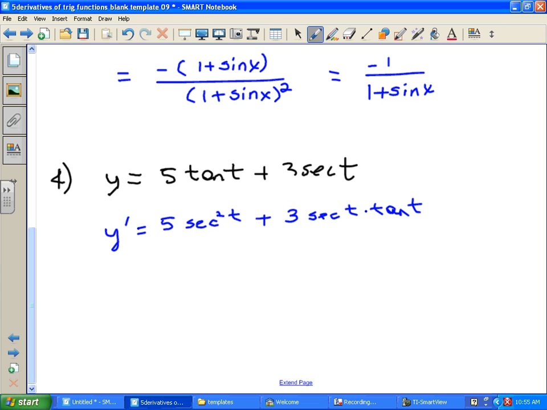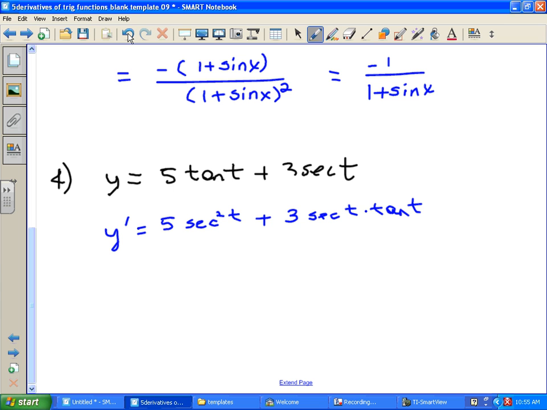Okay, did we all get this result? Derivative of tangent is secant squared, right? And derivative of secant is secant times tangent. And because it's a constant multiple, those multiples remain there. Did everybody get the same thing? Any questions about that one?